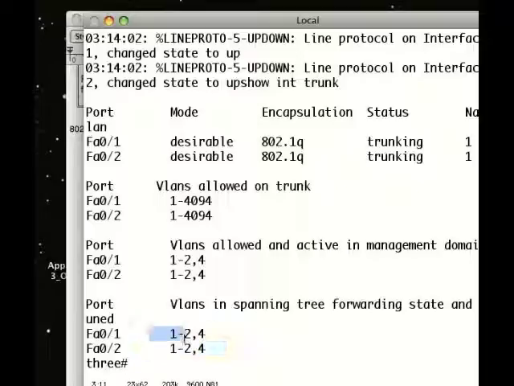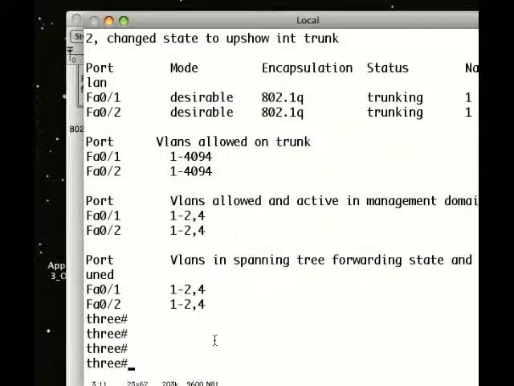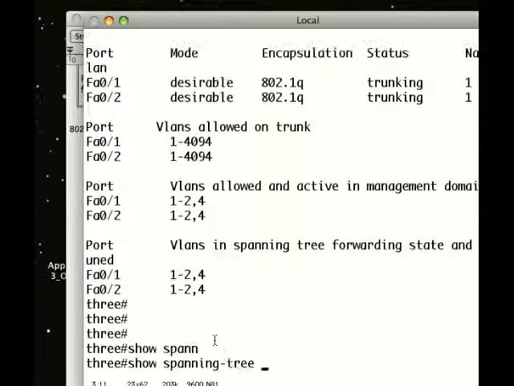So, going into a data center or something like that and messing with your trunk ports, you definitely need a change window to do it, because you're going to cause some spanning tree recalculations while you're doing it. But now I'm done, and my spanning tree forwarding state for all my VLANs is good. Now let's look around. Show spanning tree.